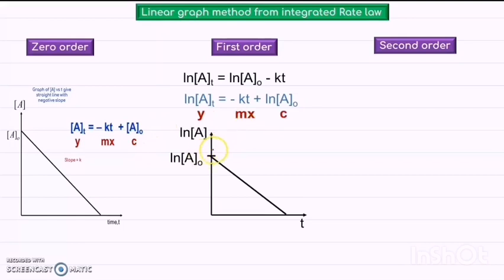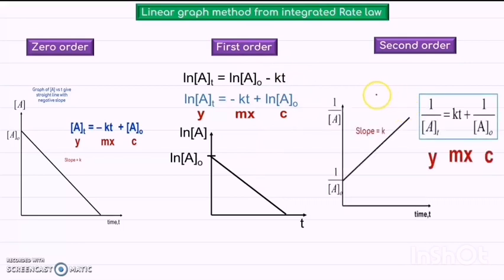For the first order, when we plot graph ln A versus t, we will get our straight line, as the integrated rate equation is ln At equal to ln A naught minus kt. As we discussed before, we relate it with the linear graph equation y equal to mx plus c. So if you have a set of data and after you plot the graph of ln A versus t you get this kind of graph, it means your order of reaction is first order.